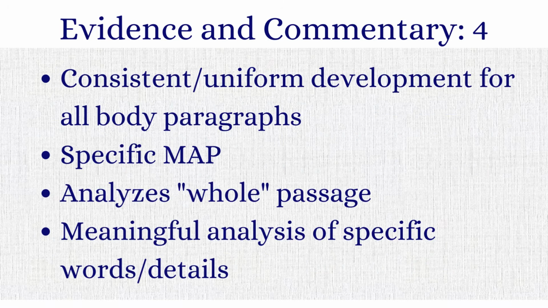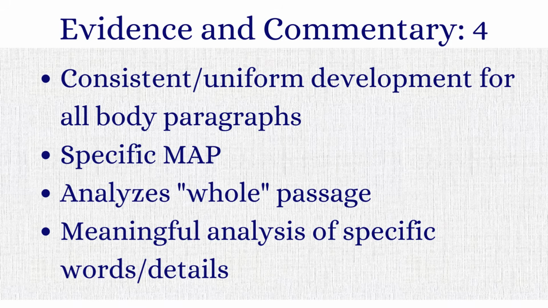All right, now let's talk about a 4, which is the highest score in this row. So for a 3, we said that one paragraph was good, but the other ones had shortcomings. A 4 is going to be consistent. There's going to be uniform development for all body paragraphs. So basically, they're all equally good. Whether there are 2 body paragraphs or 3 body paragraphs, it doesn't matter, but they're all equally good. And to be equally good, they're referencing a specific message, argument, or purpose.